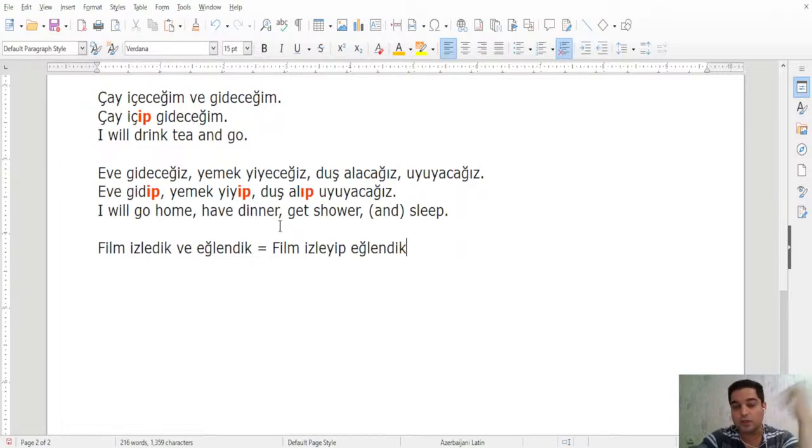That's how you can use this ip to denote the nature of your activity or your action. So here you say film izledik ve eğlendik. We had fun because we watched a movie. We had fun by watching a movie, okay? Or we had fun through watching a movie. That is how we can use this suffix ip to denote the nature of activity, okay?